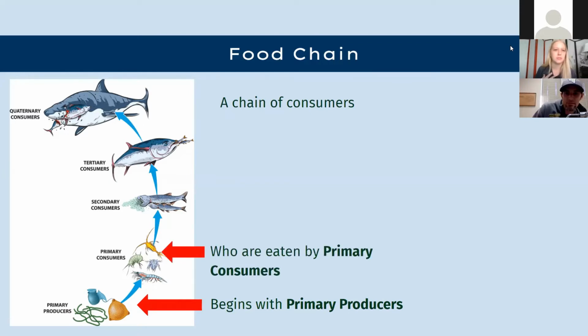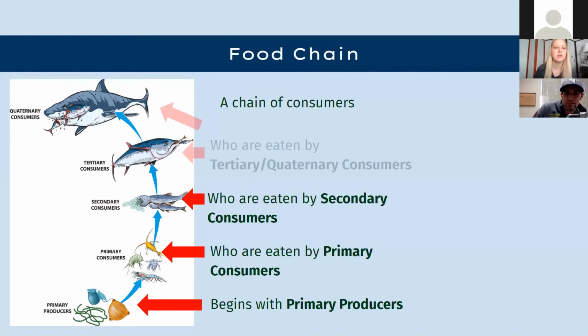Primary essentially means one, so it's where we're starting. Our primary producers are the ones that start the food chain. They're producing food, and then they're eaten by our primary consumers. They're the first eaters, essentially, is what primary consumer means. And then the primary consumers are eaten by the secondary consumers, the second eaters. And then our tertiary and our quaternary consumers are going to be what gets eaten next.